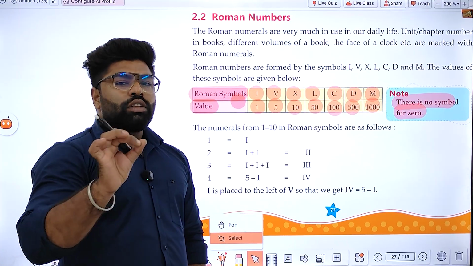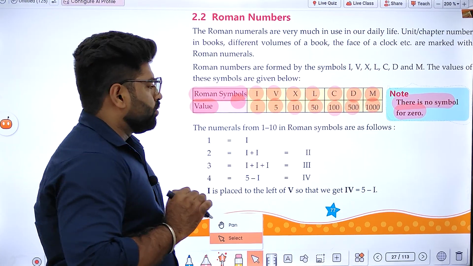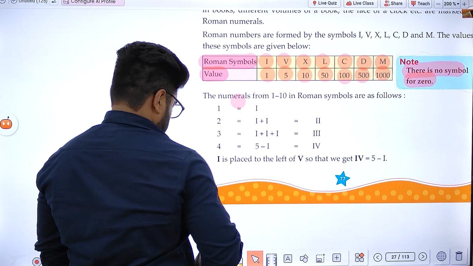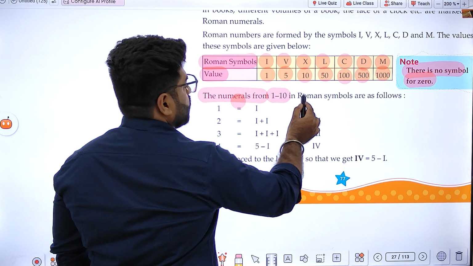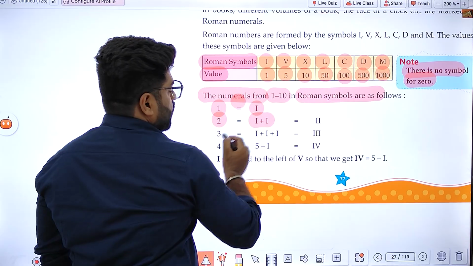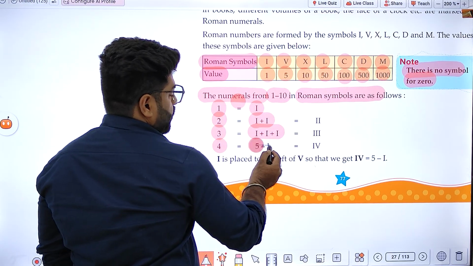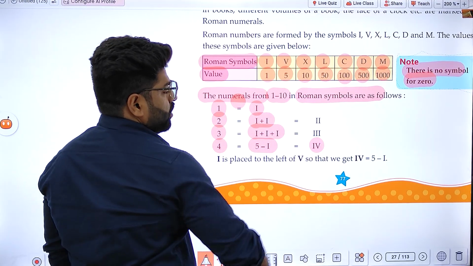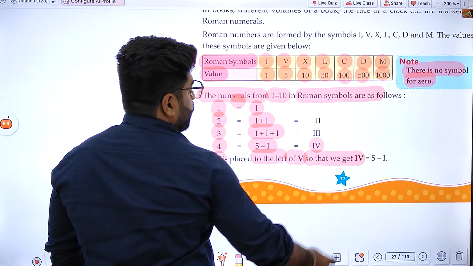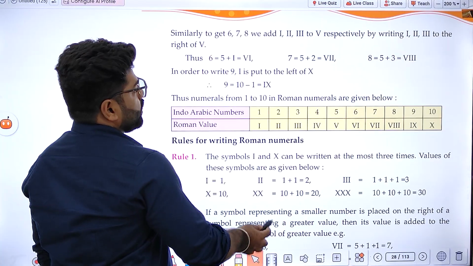We have to learn some basic rules to write the numbers. So our work is starting here. So what are the rules? Let's see. The Roman symbols for numerals from 1 to 10 are as follows. If we have to write 1, then we write I. To write 2, we write I two times. 3, we have this. And to write 4, we have to write 5 minus 1. That is 4. Clear? So I is placed to the left of V so that we get 4. In this way, we are going to write the numbers.